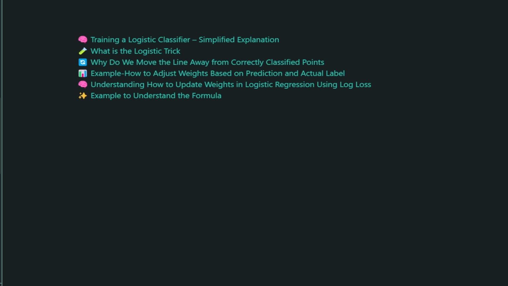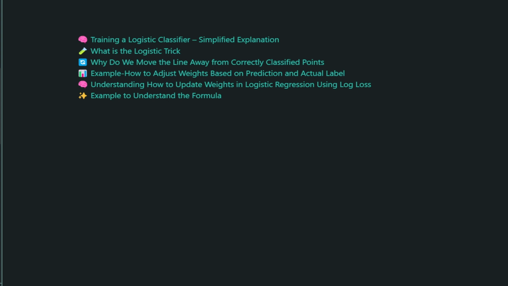In today's video, we are going to simplify the process of training a logistic classifier. Here's what we will cover step by step. First, we will understand what the logistic trick really is. Then we will see why we move the decision line away from correctly classified points. After that, I will show you an example of how to adjust weights based on prediction and actual labels. We will also dive into how to update weights in logistic regression using log loss. And finally, we will wrap it up with an example to clearly understand the formula. So make sure you stick around till the end because everything is explained in a simple and beginner friendly way.